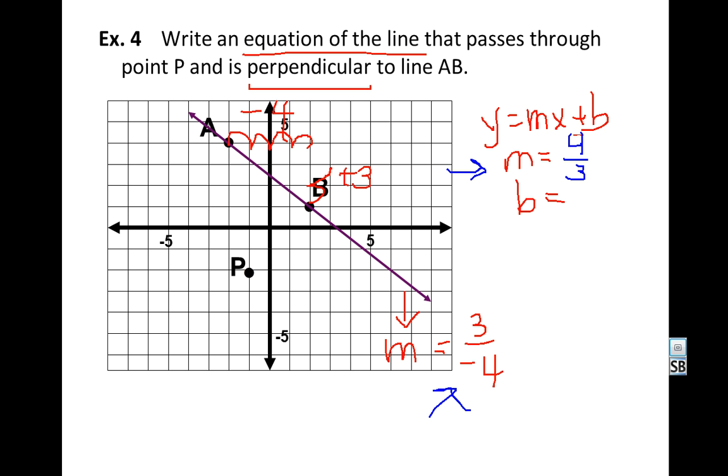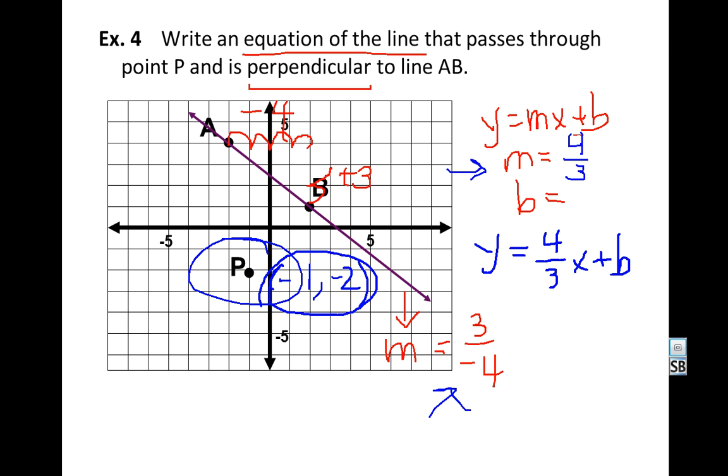Okay, what about the y-intercept? The y-intercept of my line's not given. But I do know, again, that it goes through this point P. So I need the coordinates of that point, which happens to be -1, -2. And I think you're probably getting the hang of it. You're going to have to plug this into the equation to solve for b. So I'm going to set up my equation. y is equal to 4/3 x plus b. My y is -2. My x was -1.